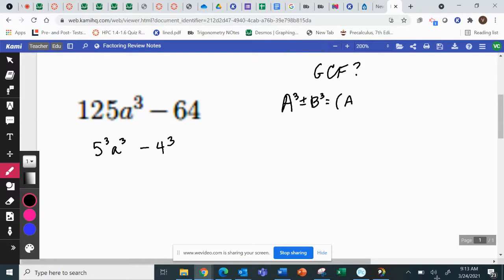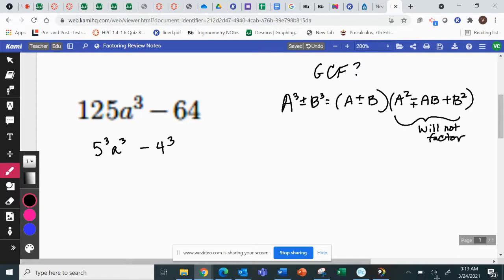The first parenthesis will be a plus or minus b, and the second parenthesis will be a squared, so whatever's in this first parenthesis squared. Then it's going to be minus or plus ab, and then it's always going to be plus b squared. And one other thing that we talked about back in the day is this trinomial will never factor further. So once you get the trinomial here, you don't even have to check to see if it factors further.